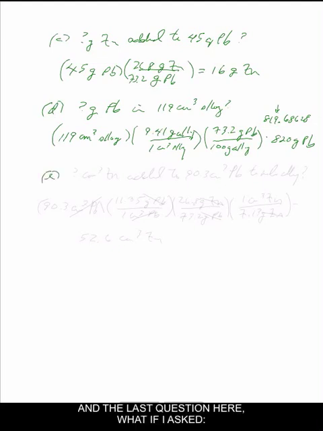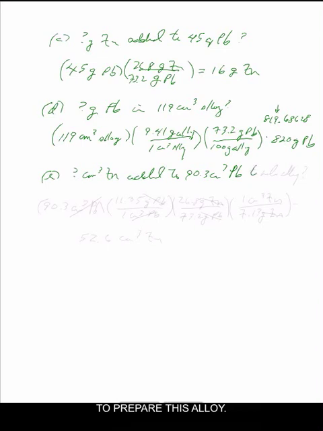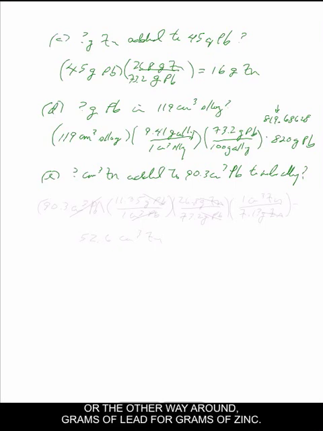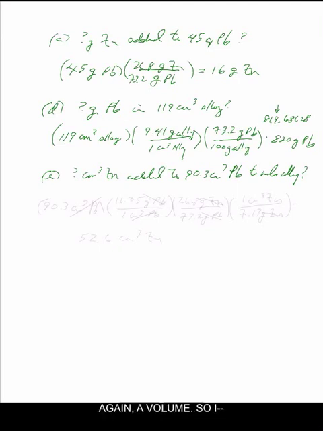In the last question here, what if I asked how many cubic centimeters of zinc would be added to 90.3 cubic centimeters of lead to prepare this alloy? I've given you the recipe for the alloy. And of course the recipe for the alloy is given in terms of grams of zinc for grams of lead, or the other way around, grams of lead for grams of zinc. But the question here is how many cubic centimeters of zinc, again a volume. And also the given was so many cubic centimeters of lead.